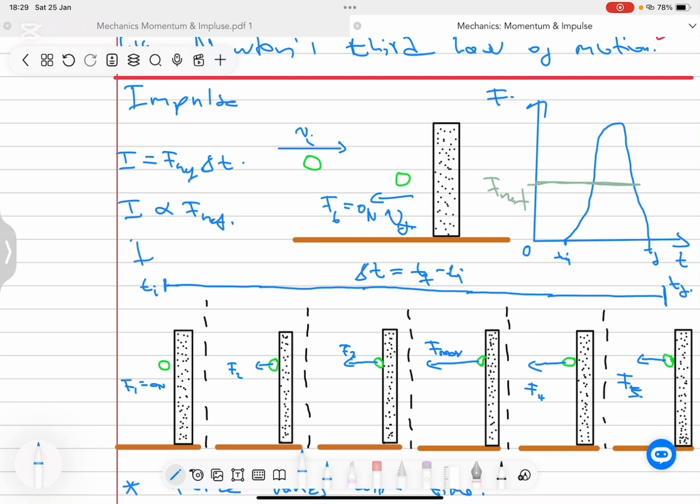And again, the impulse is directly proportional to the time. That means that if it takes long for the ball to be in contact with the wall, we're going to have a bigger impulse. If it takes a short time for the ball to be in contact with the wall, we're going to have a small impulse.